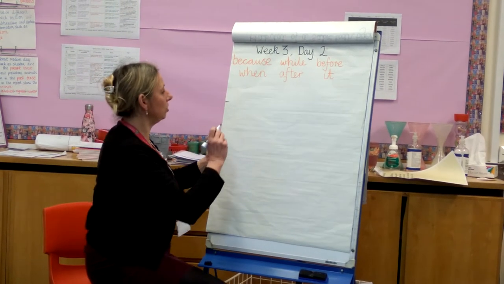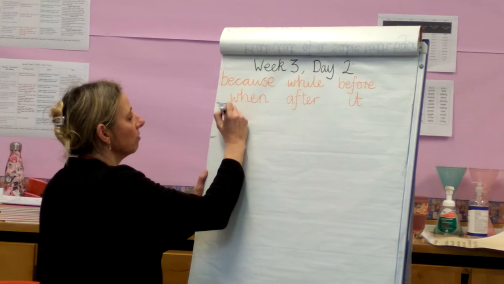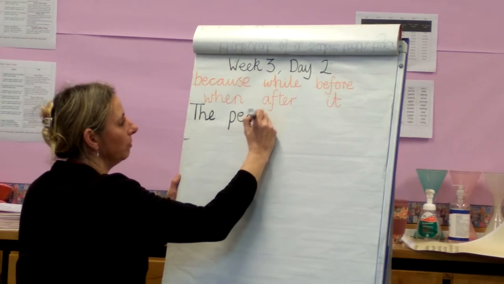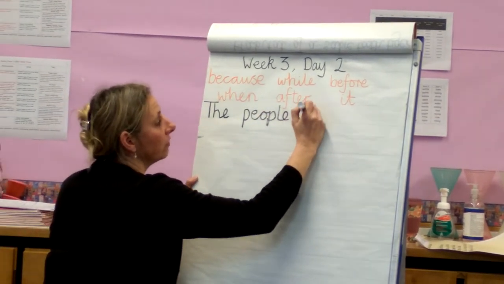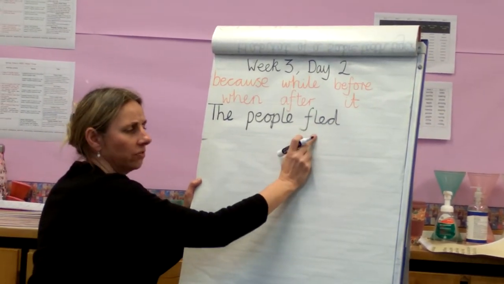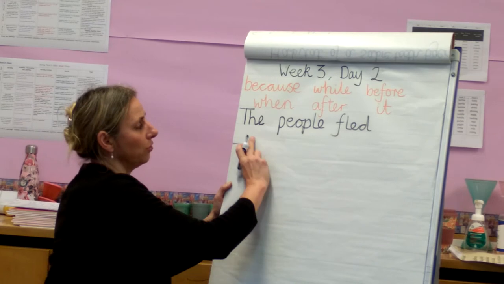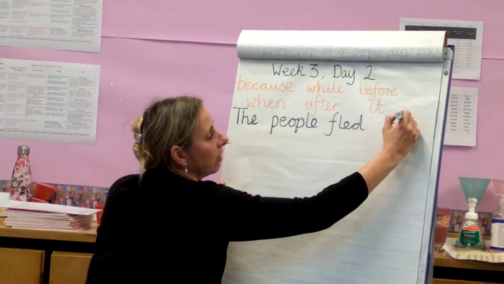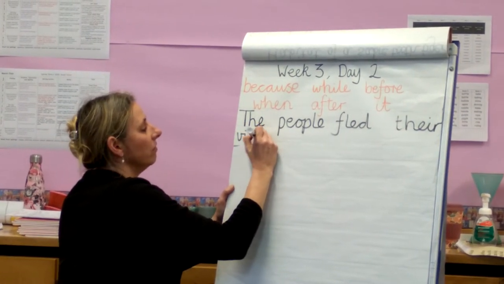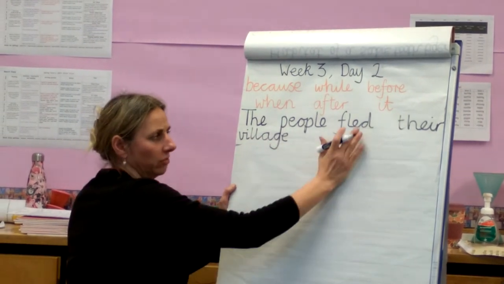So I'm going to start with the, so big capital. The people, imagine this village is full of people, fled, so fled means run away. If you flee, fled is the past tense of flee, if you flee you're running away really quickly, normally from danger. So the people fled their village, because it's the village that they live in. Village. So this is my main clause, or my main idea. My verb here is fled.